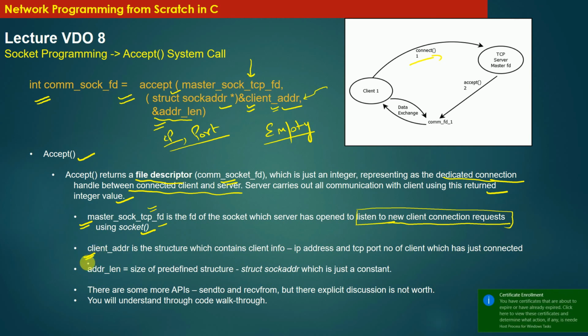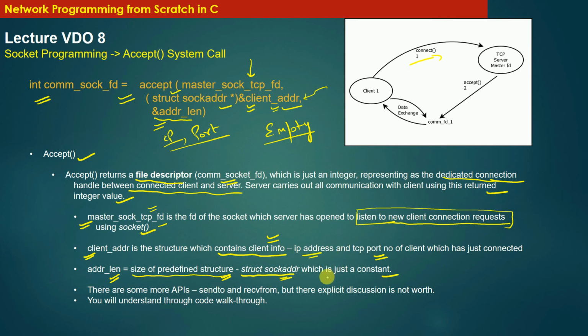Client addr, that is the second argument that is passed to the accept system call, is the structure which will carry the client information. So as soon as the client connects to the server and the server accepts the client connection request, the second argument to the accept system call gets filled up with the client IP address and TCP port number. Right? The third argument to the accept system call is the size of predefined standard structure, that is the size of struct sockaddr, and therefore the third argument is constant.